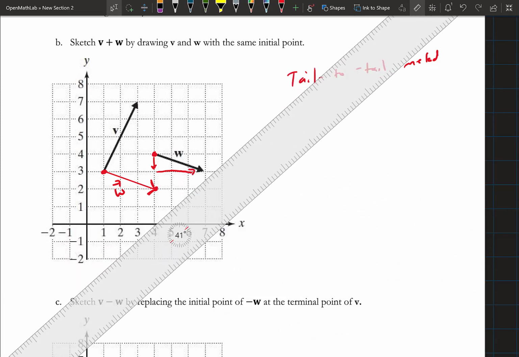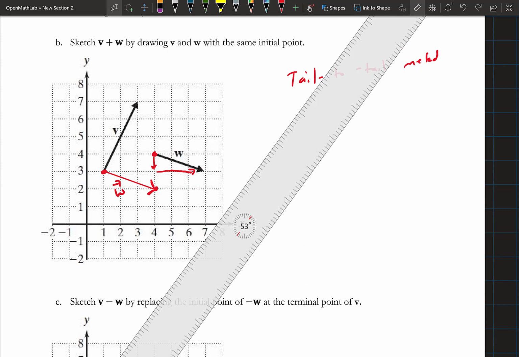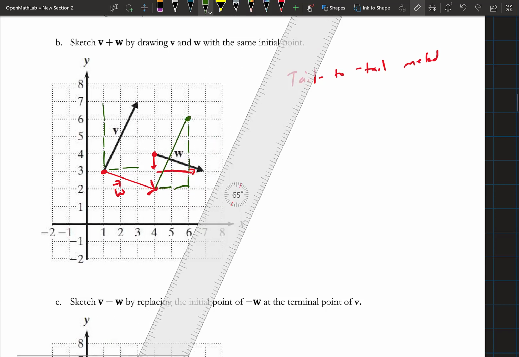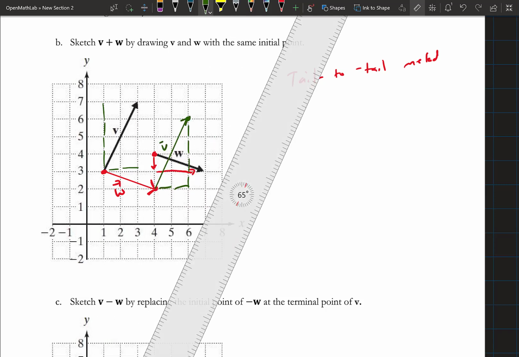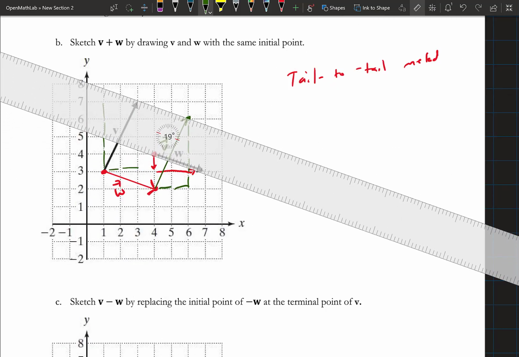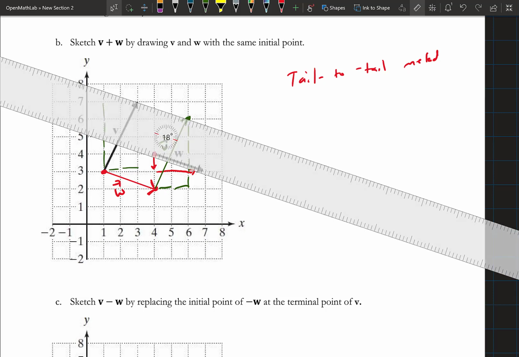I'm going to use a different color to do this. So look at vector v. We're going to go to the right 2 units, and then 1, 2, 3, 4 up, and we're going to have a point here. I'm just trying to draw vector v in here, using a different color. And then we connect their tails, and that is going to be vector w.